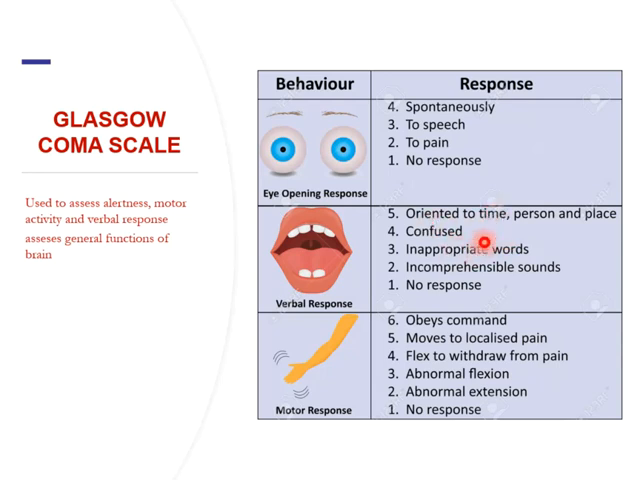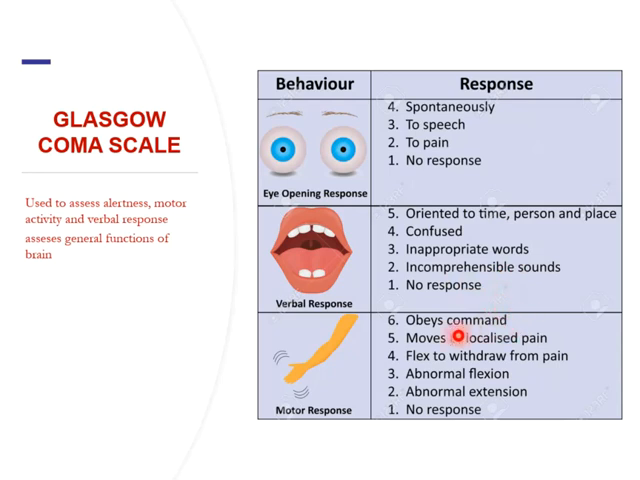If they say inappropriate words, like they get angry and something like that, then the score is 3. If they make incomprehensible sounds, they speak something but they are not proper words, they are not logical words, then the score is 2. And if there is no response, they cannot speak anything, then the score is 1.